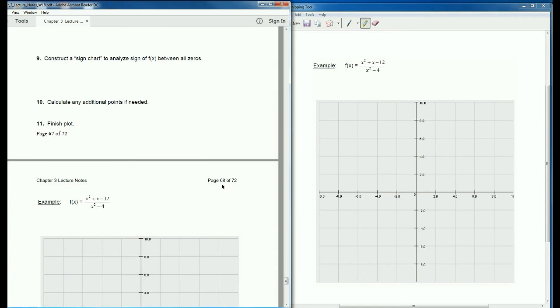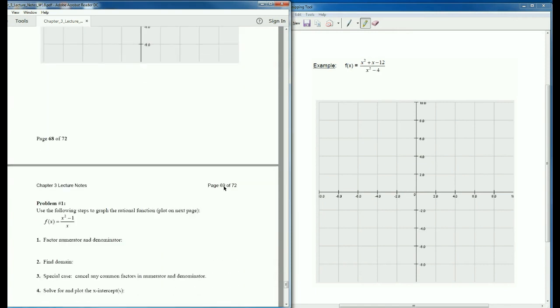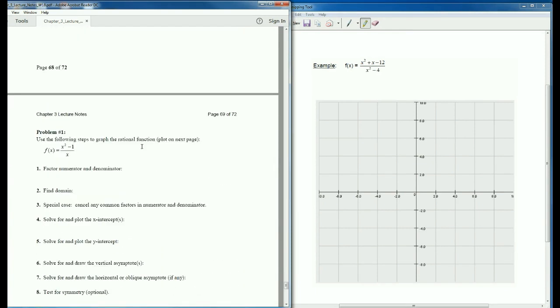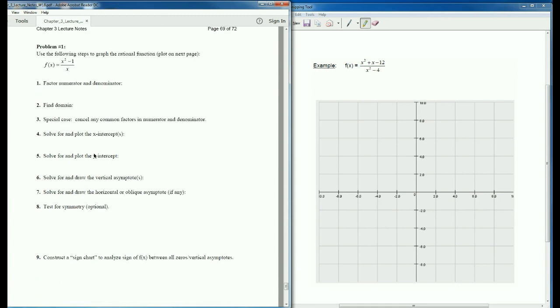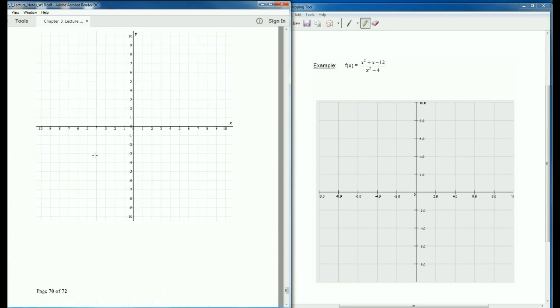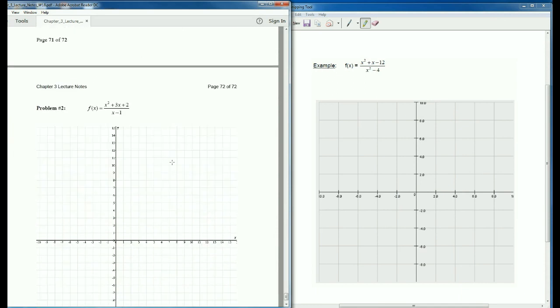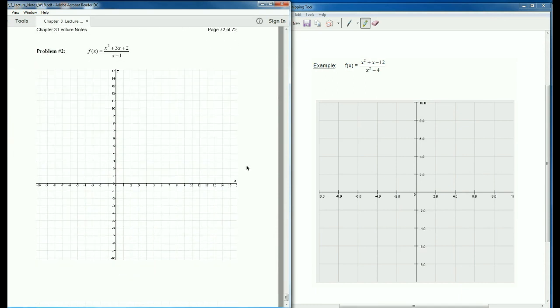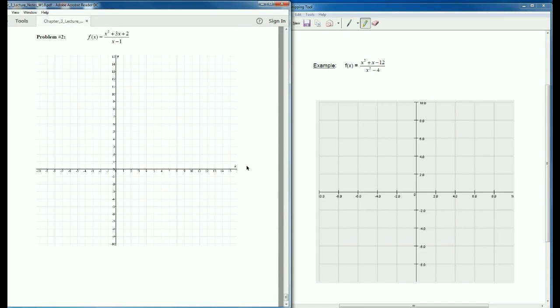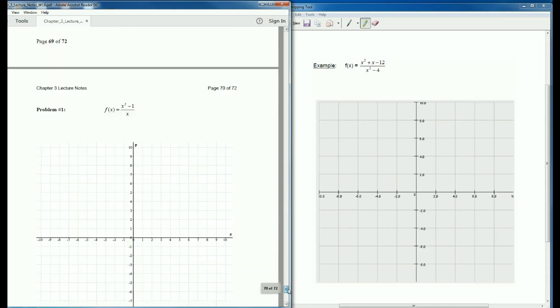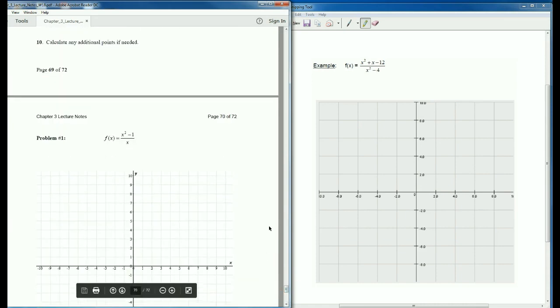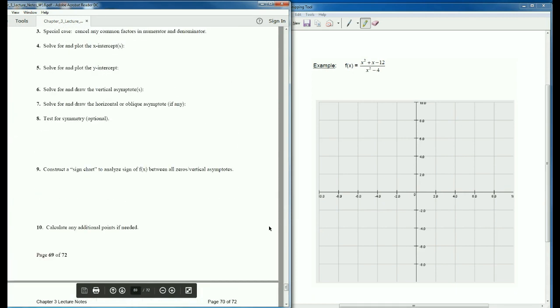All right, so what I've got then on the last 4 pages are 2 problems for you guys to try. So here's problem number 1. There's a grid. Problem number 2, there's a grid. I want you to go ahead and work through those, using the steps, just to get a little bit of practice. And then, of course, you can check your plot on Desmos once you're done.